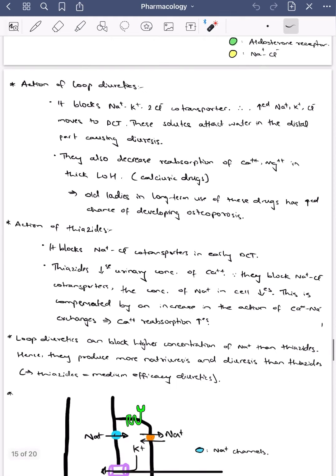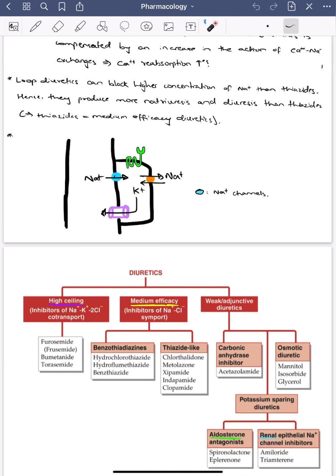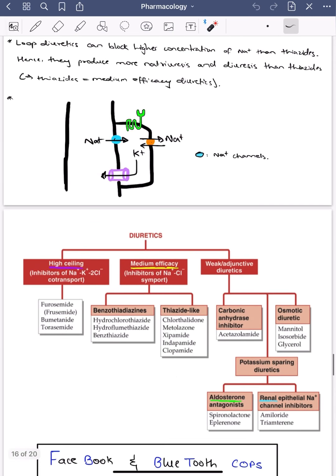Now loop diuretics can also block a higher concentration of sodium than thiazides, and hence they produce more natriuresis and diuresis compared to thiazides. Hence loop diuretics are also known as high efficacy diuretics and thiazides are known as medium efficacy diuretics. Now coming to the classification of diuretics.